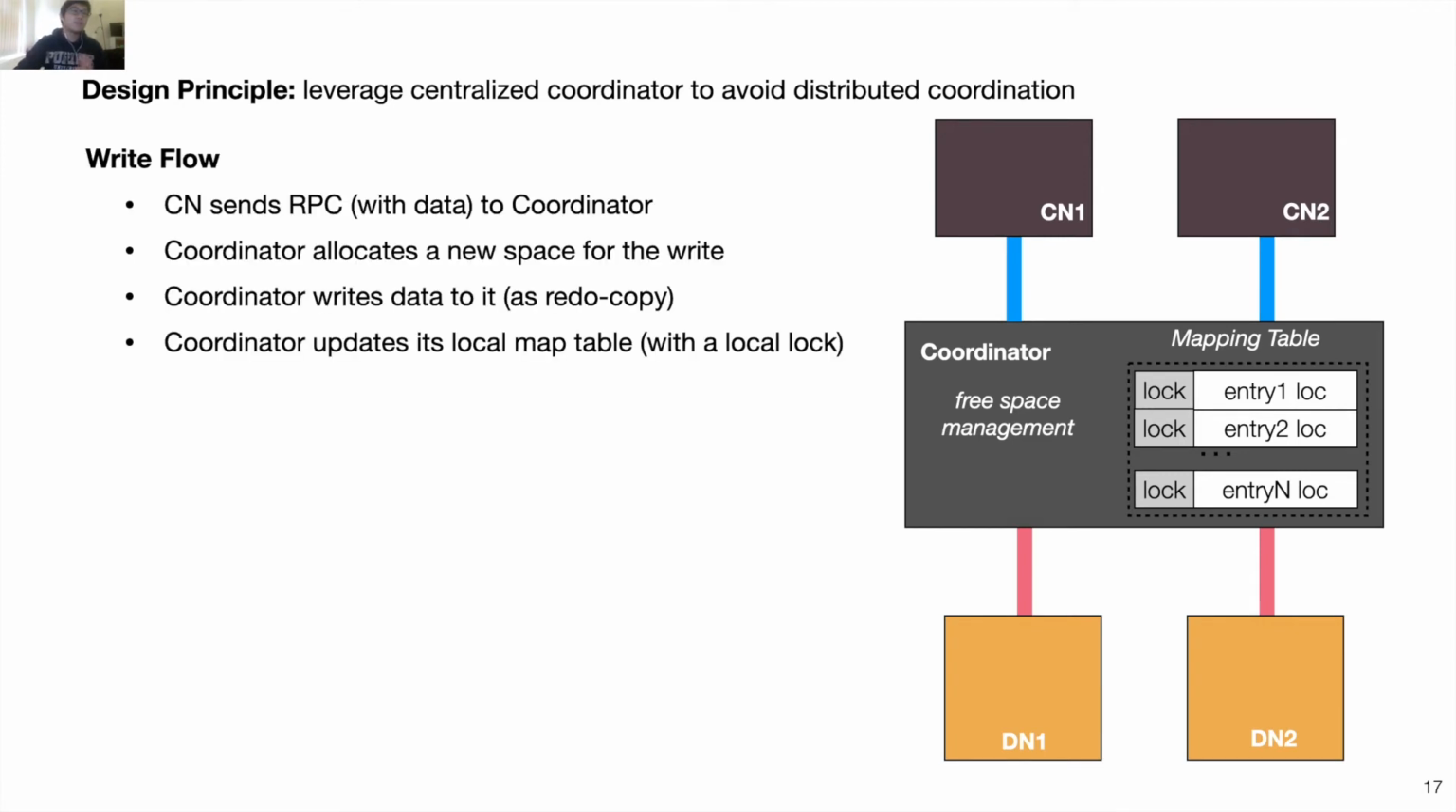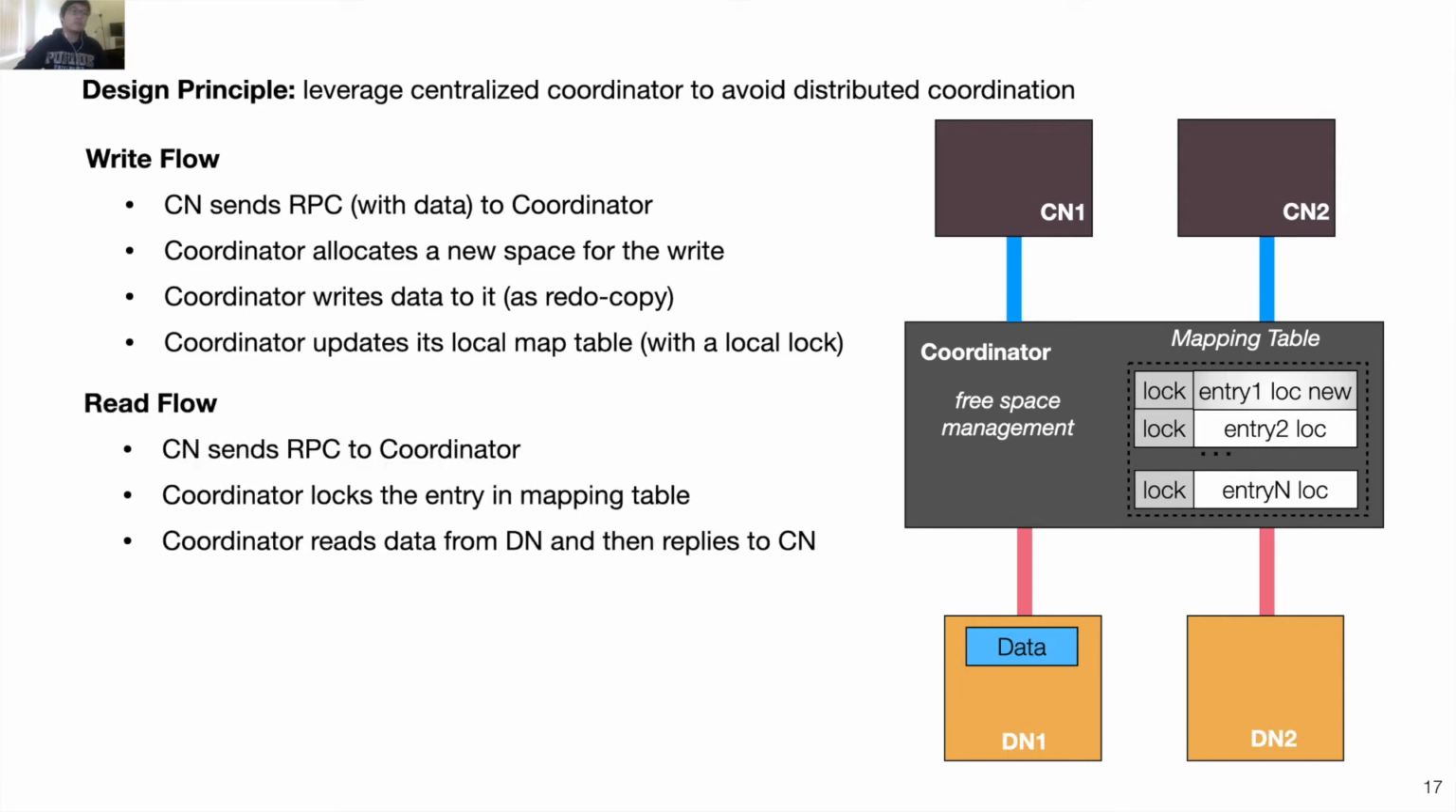To write a key entry, a CN sends an RPC request along with new data to the coordinator. After receiving a write request, the coordinator allocates a new space for it. We perform out-of-place write for crash recovery. The coordinator then writes the new data to this new space. Then, the coordinator logs the corresponding entry in its local mapping table, updates the pointer to the new location and releases the log. Finally, the coordinator replies to the CN's write RPC request.